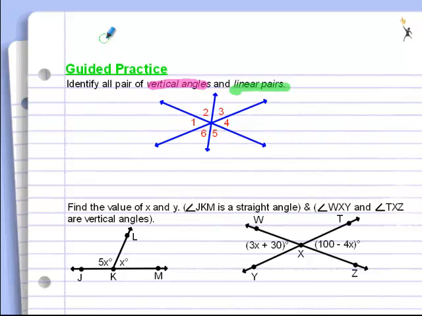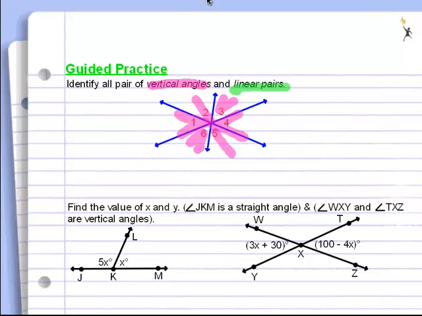Hopefully you're saying, well, opposites. Let's start at 1. What angle would be opposite 1? I hope that you can recognize that 4 is opposite 1. Then let's go to 2. What angle is opposite 2? Hopefully you can see that 5 is. And then the same thing with 3. What angle is opposite 3? Hopefully you see that 6 is.